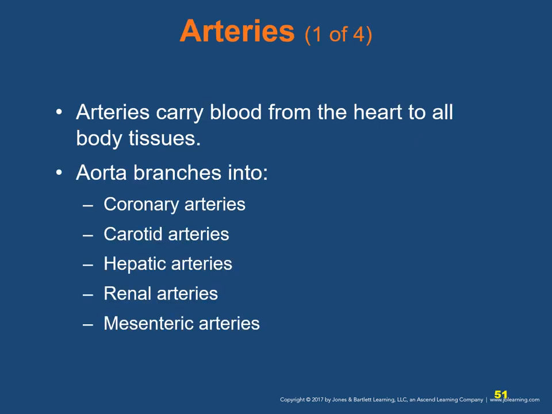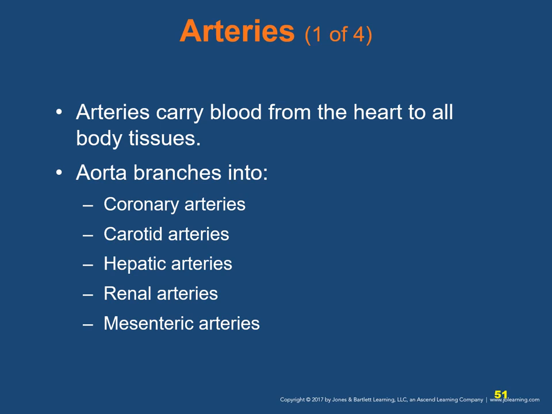Arteries carry blood from the heart to all body tissues. They contract to accommodate loss of blood and increased blood pressure so as to supply tissues as needed. The aorta is the main artery, leaving the left side of the heart and carrying freshly oxygenated blood to the entire body. It has many branches that supply the vital organs.